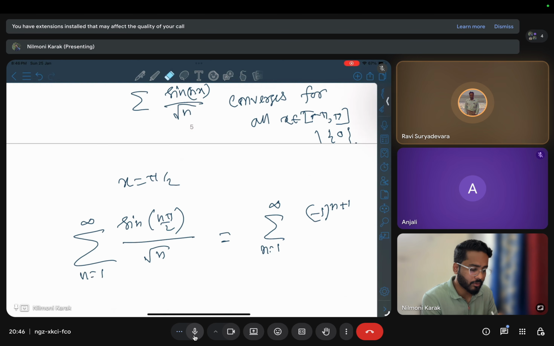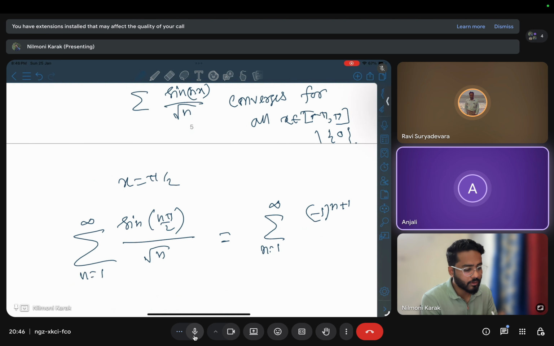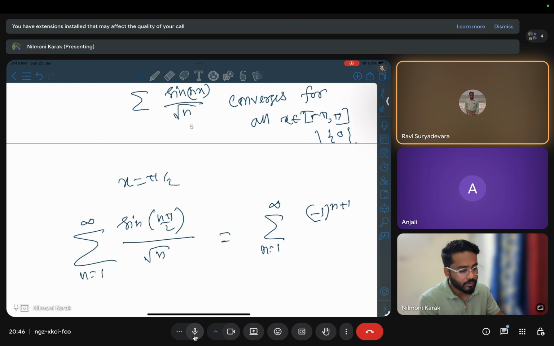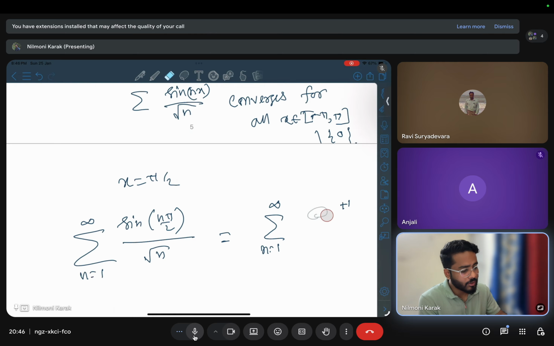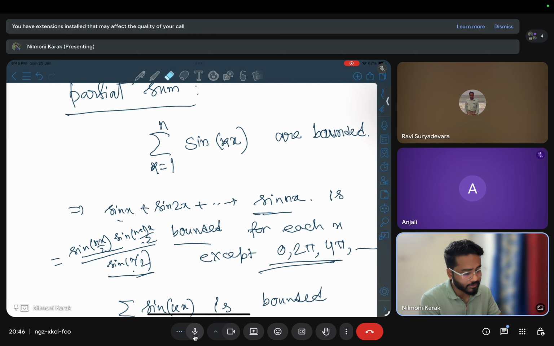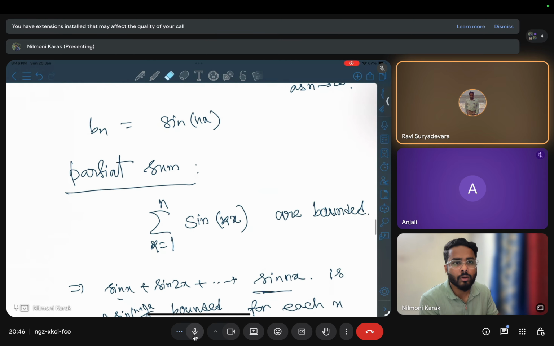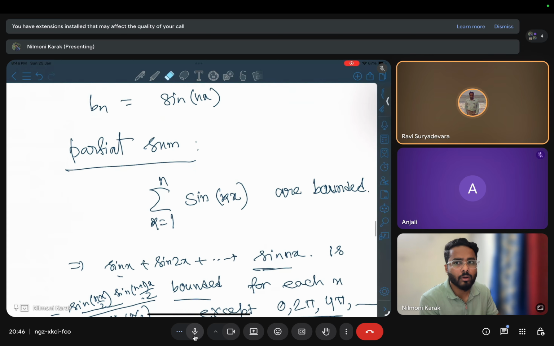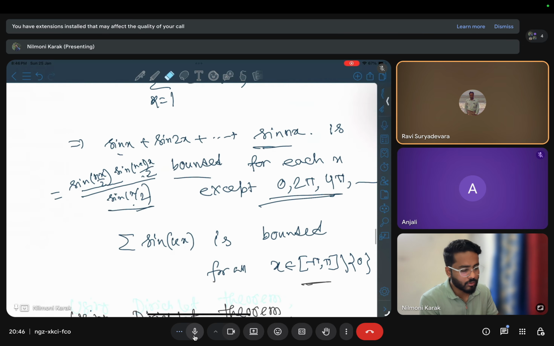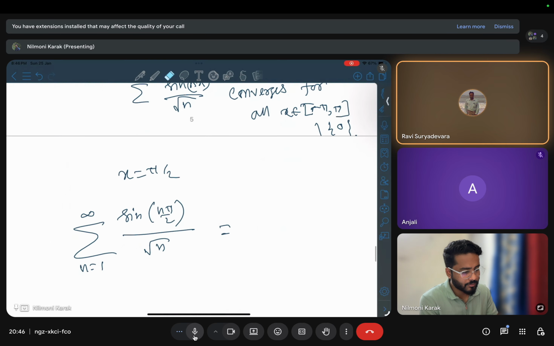No, n is odd only. If n is odd, so 2n plus 1 pi by 2, that will apply. If n is even, it will be 0. What should I put? n equal to 2k plus 1, suppose. Then it is minus 1 to the power of 2k plus 1.